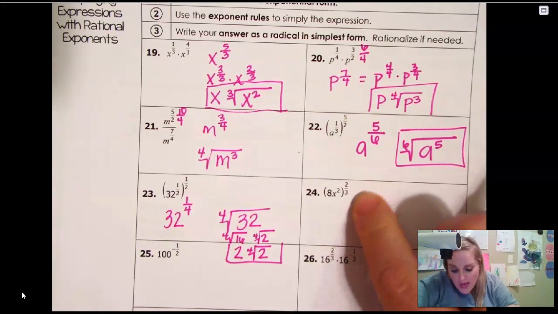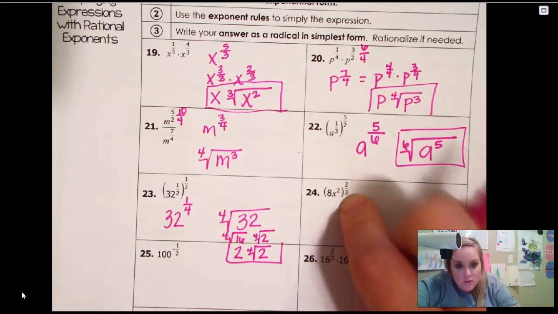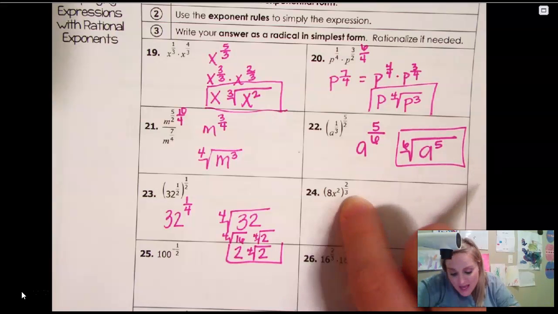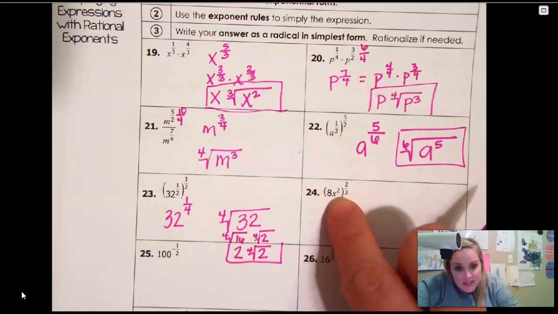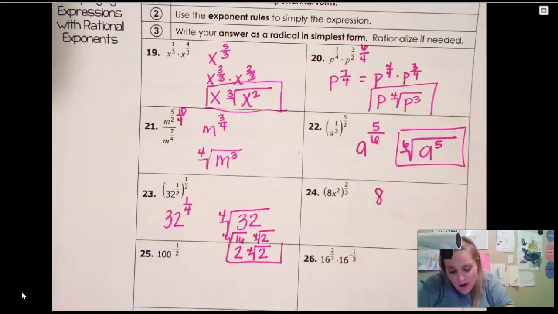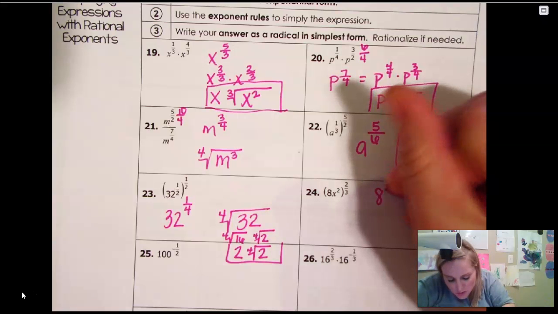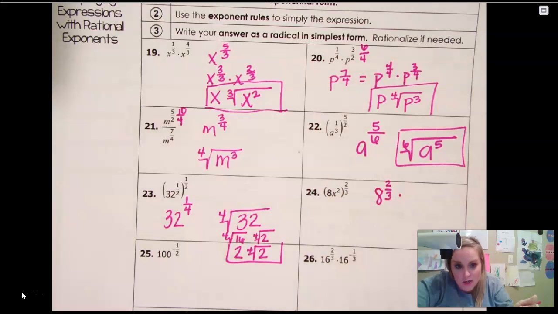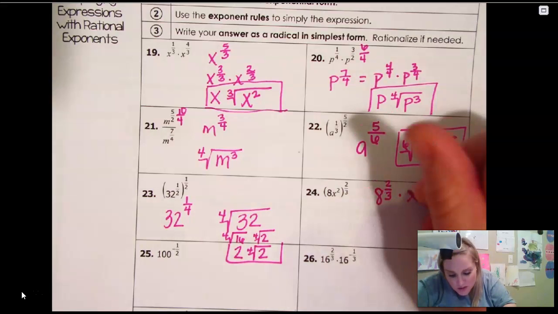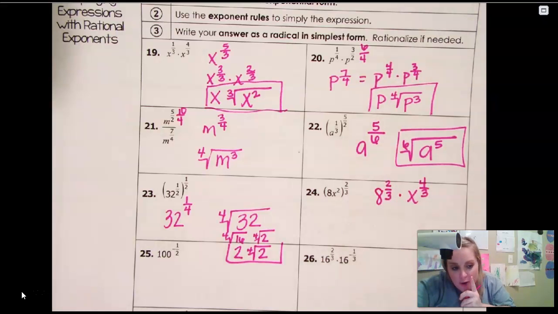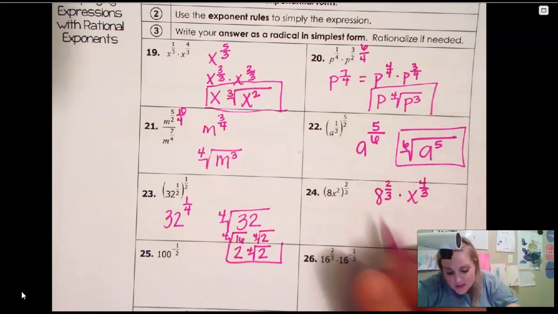Okay, for 24, you have to raise a power to a power, but you have to apply that to the 8 and the x to the 2nd. So we're going to have 8. It's currently just to the 1st power, so it's going to be to the 2/3 power times x, and when you raise a power to a power, you multiply. So that's going to be x to the 4/3.